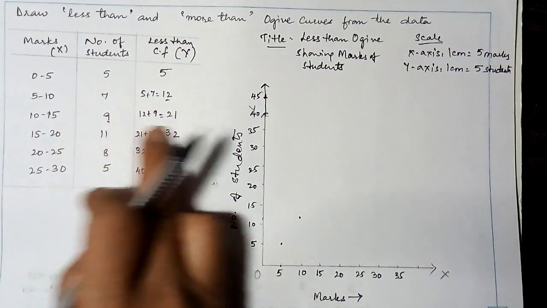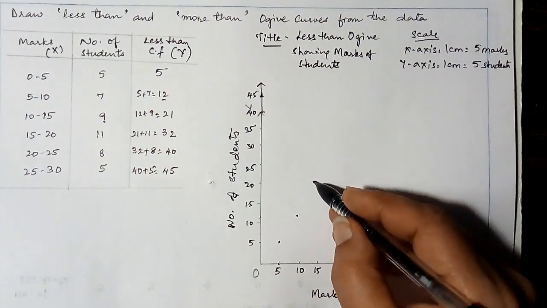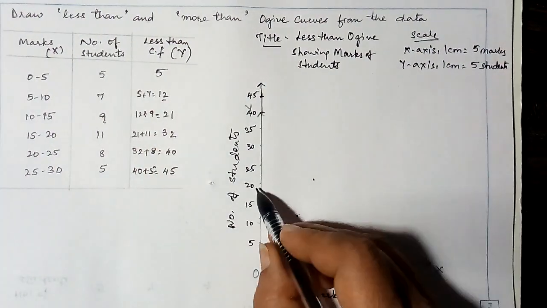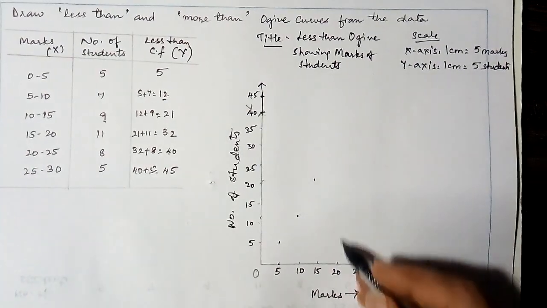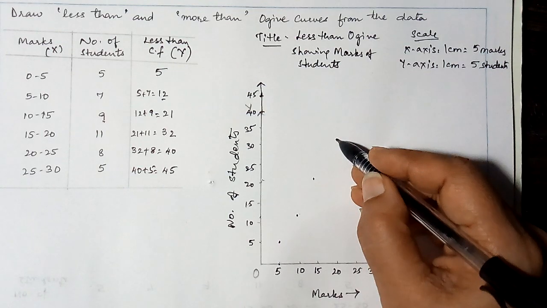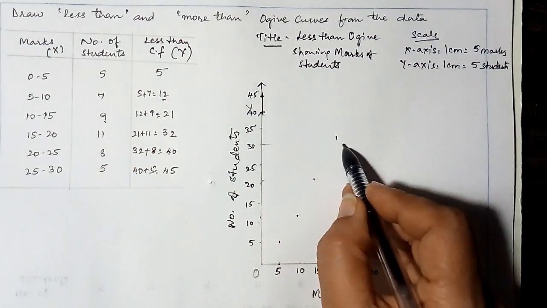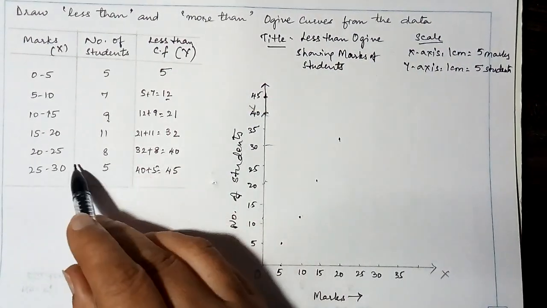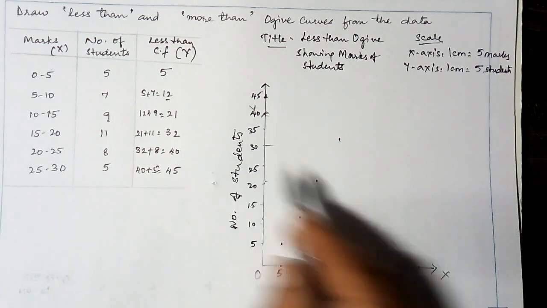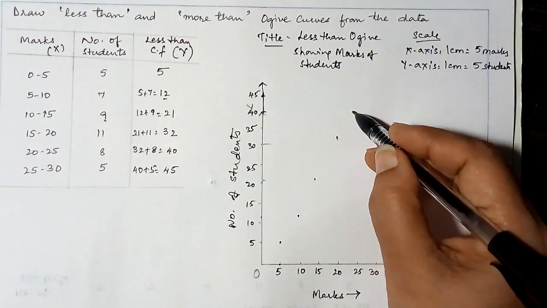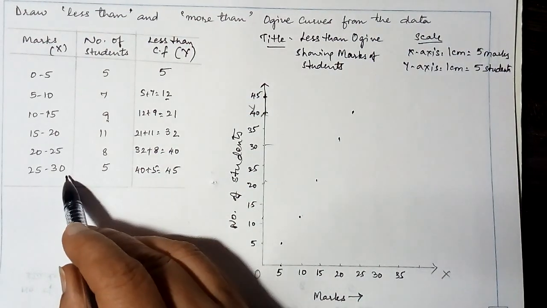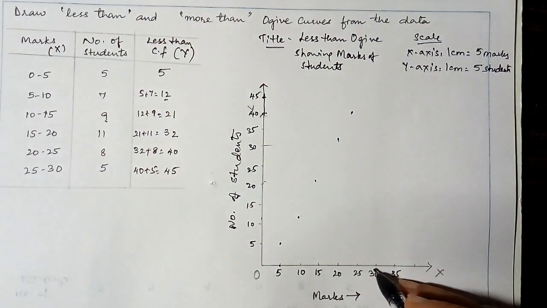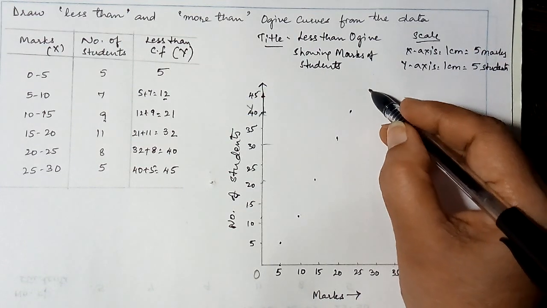And then less than 15 we have 21 students. So this will be somewhere just above this 20. And less than 20 we have 32 students. So 32 students would be somewhere just above this 30. Then next 25, less than 25 we have 40 students. So less than 25 we have 40 students here. And then less than 30 we have 45 students.